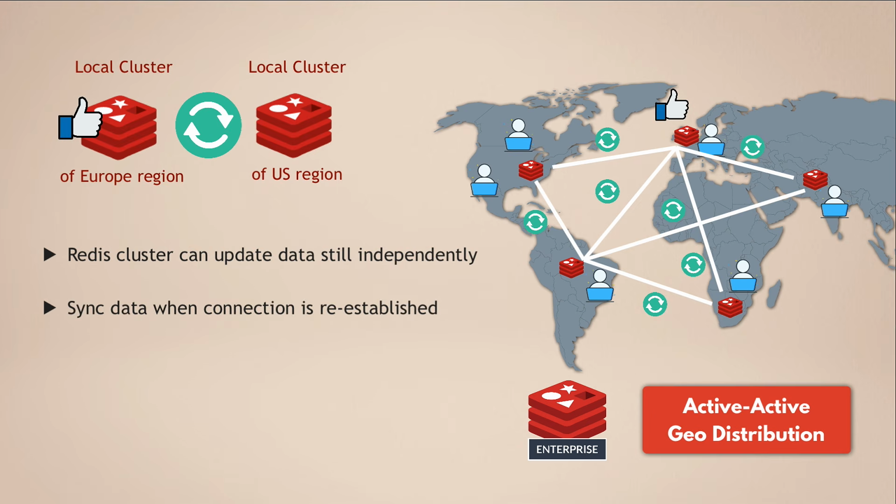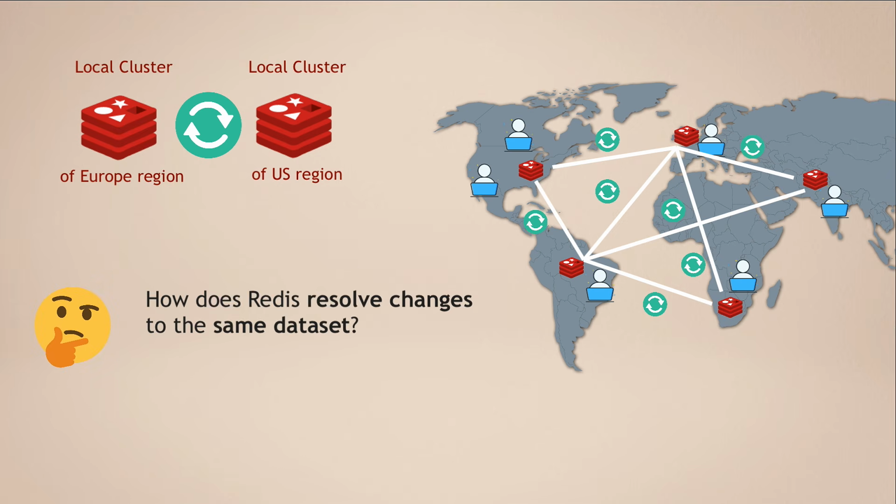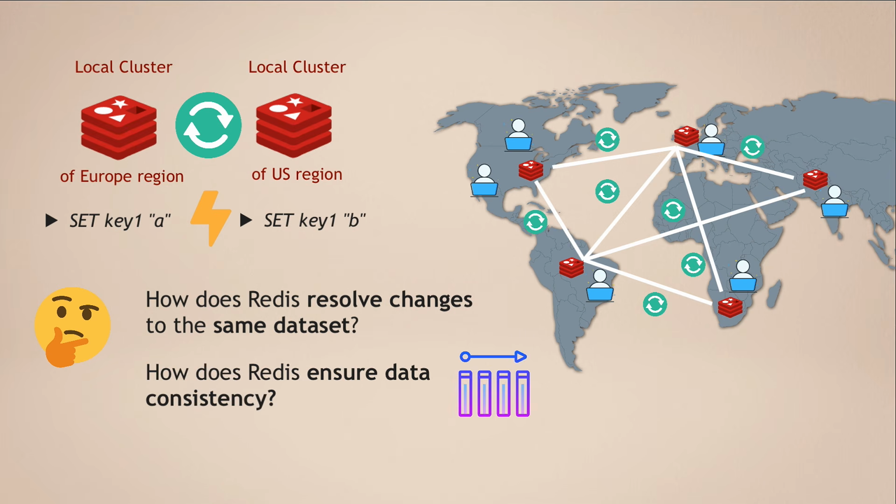Now, of course, when you hear that, the first question that may pop up in your mind is, how does Redis resolve the changes in multiple regions to the same data set? So if the same data changed in multiple regions, how does Redis make sure that data changes of any region isn't lost and data is correctly synced? And how does it ensure data consistency?